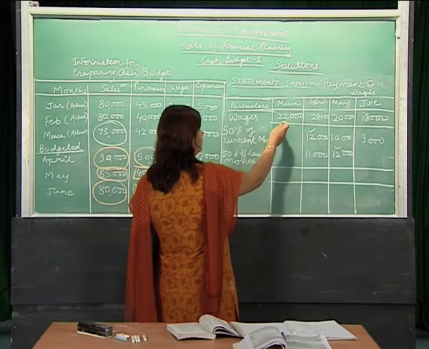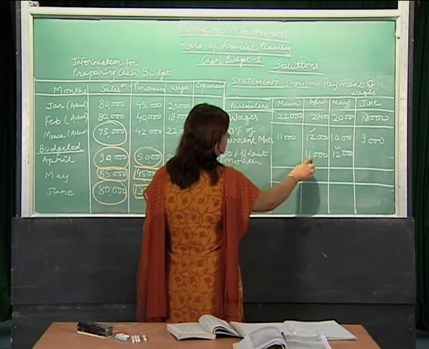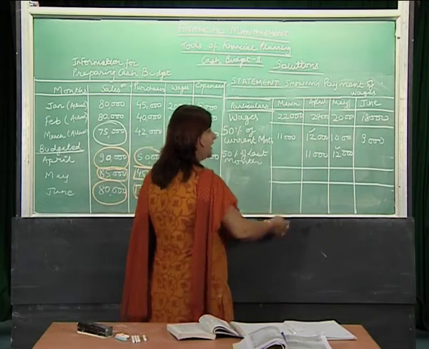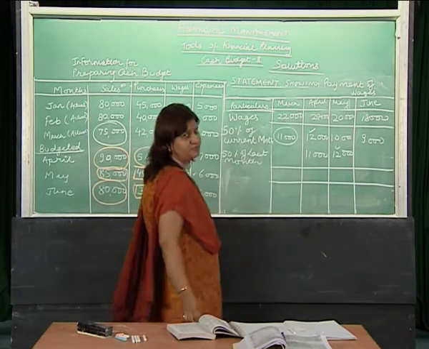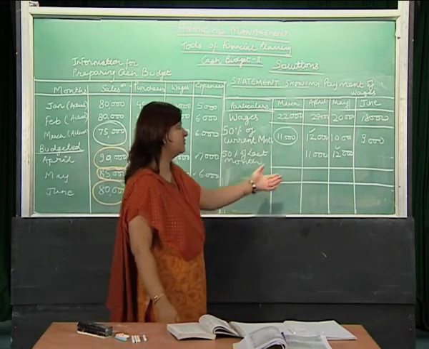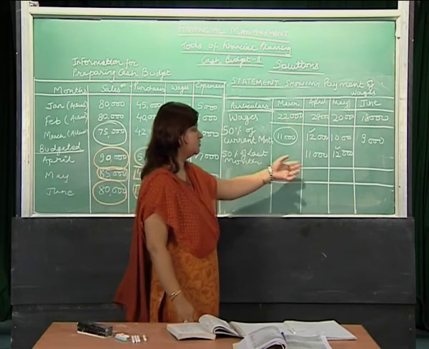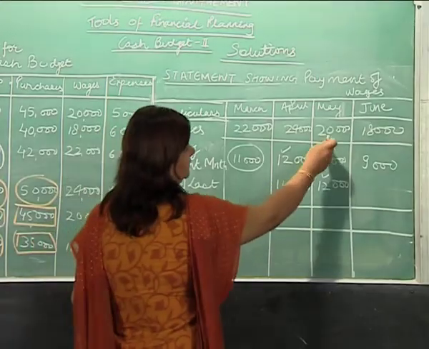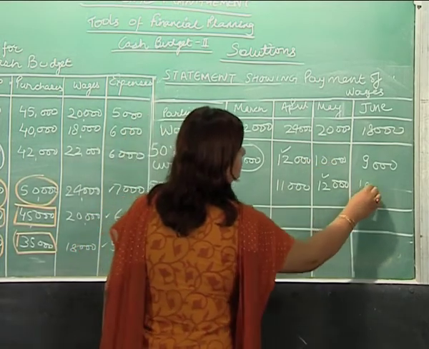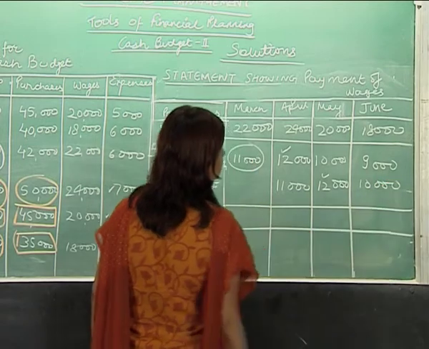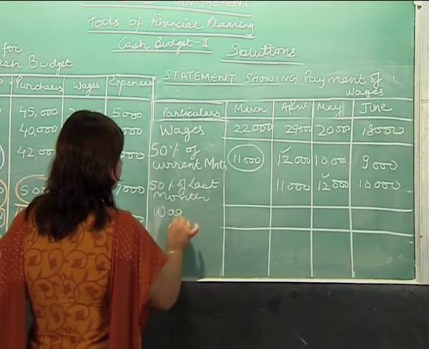And similarly in the month of March, 11,000 had already been paid off and 11,000 is being paid in the month of April. This figure is not relevant for us because we are computing the budget for the month of April, May and June. So 11,000, 12,000, and now that out of 20,000, 10,000 has been paid in the month of May. So remaining 10,000 shall be paid in the next month. So they will give us the figure of the wages being paid.